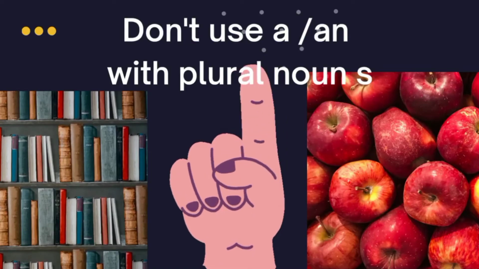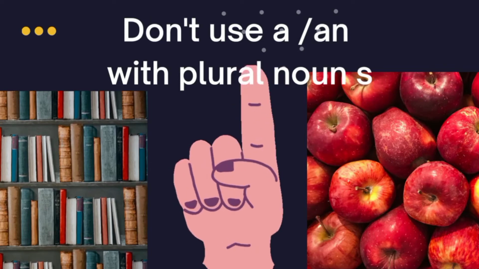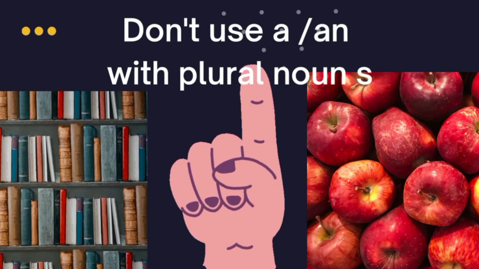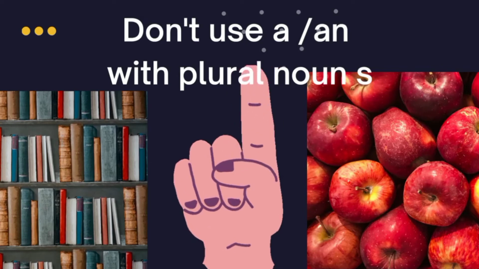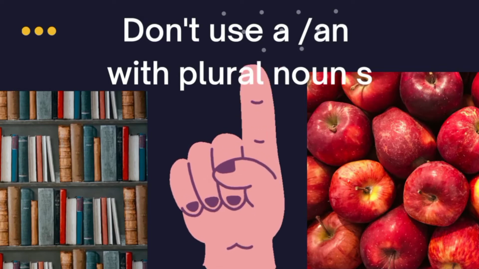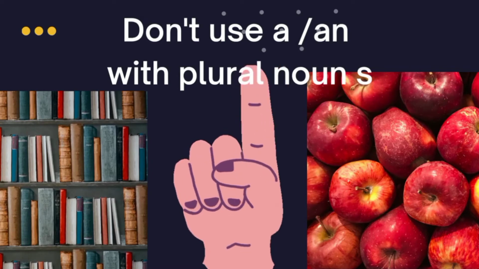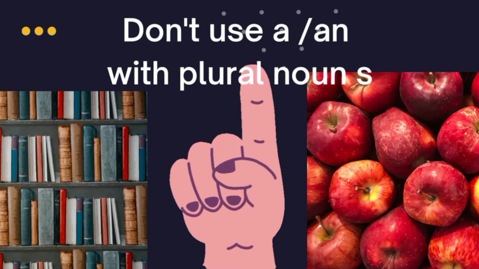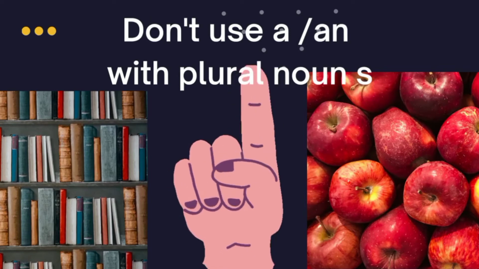Be careful, a or an cannot be used with plural nouns because a means one and an also means one. You cannot say there is a books or there are a books because the word books shows more than one. So a books is not possible. Similarly, we cannot say there is an apples or there are an apples because again an means one and apples mean more than one.